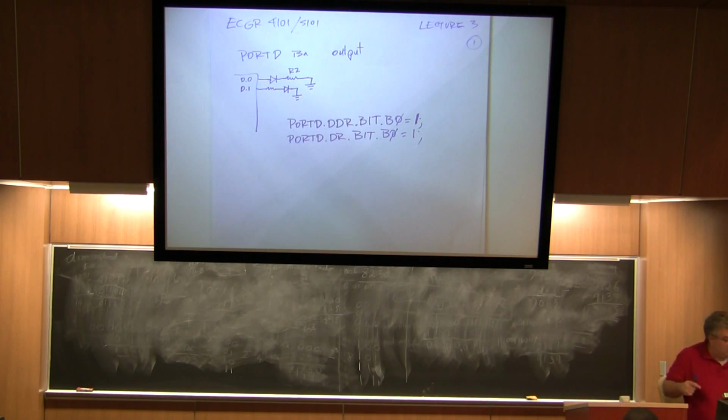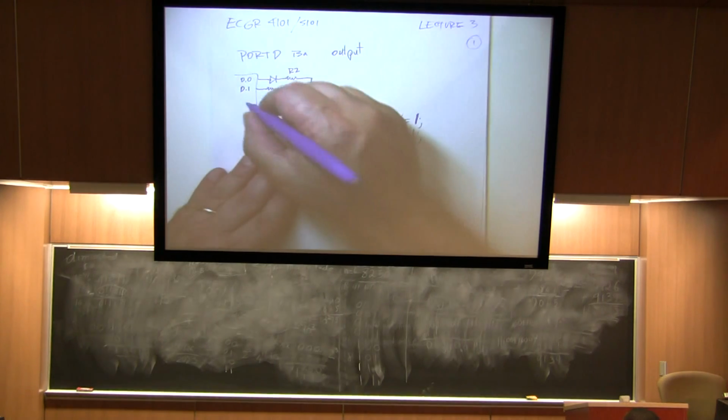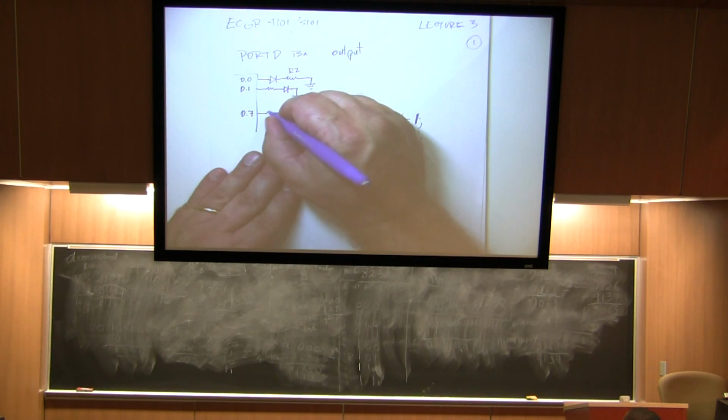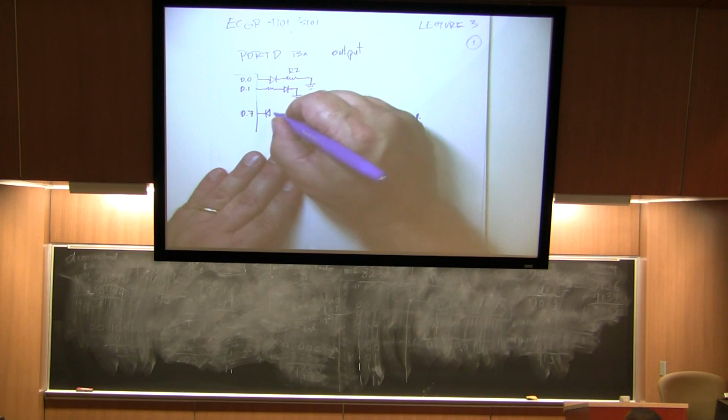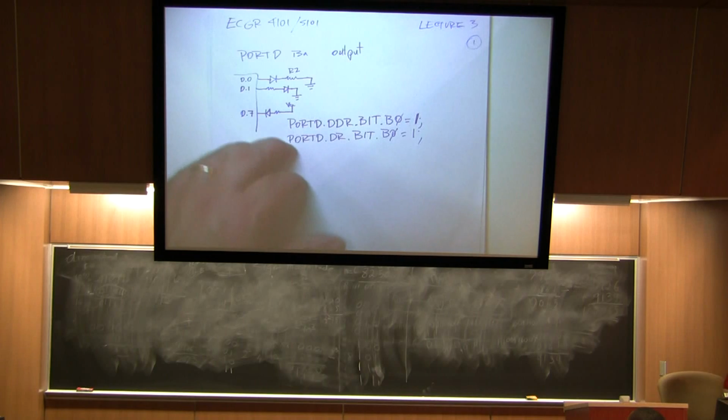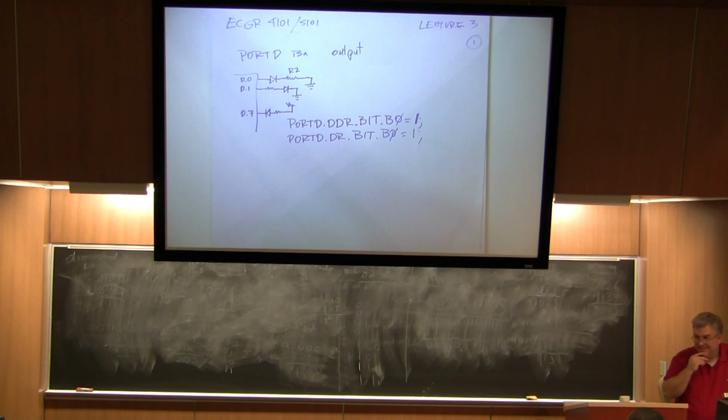You can just as well put an LED the other way. Would this work? This will work. For logic 0, it should drive the output. Logic 0, it will work. What should I do with this? Port D, the DR, zero. Then it will work. Logic 0 should be assigned.